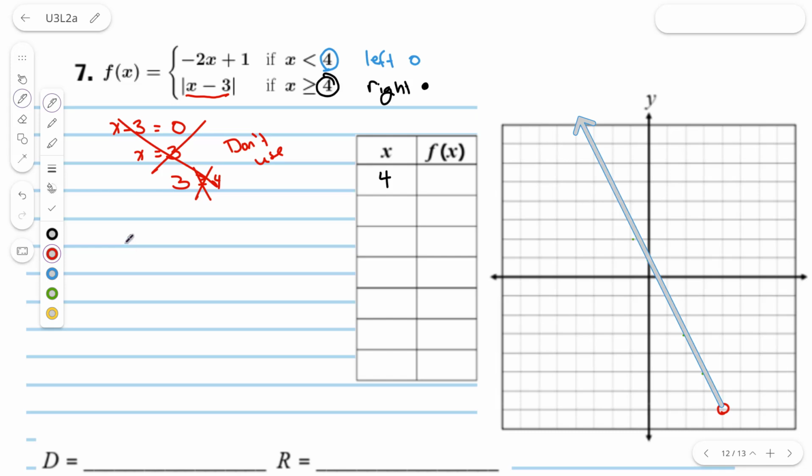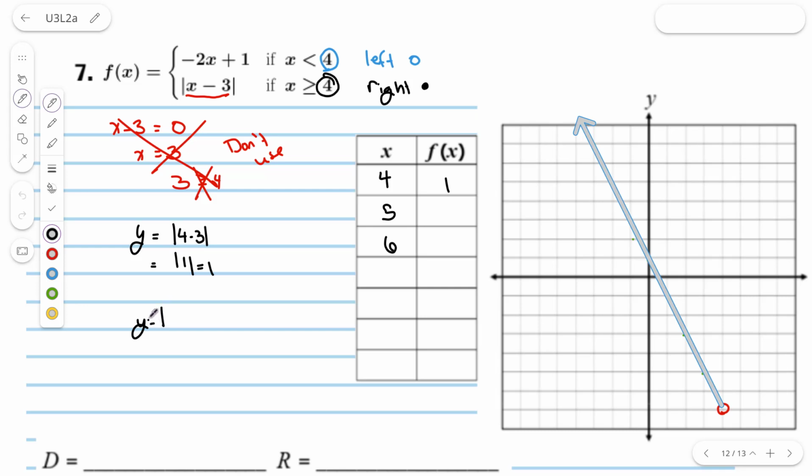So now I need to take, and since I don't have my vertex plotted, I just need a couple of points to plot that line. So I'm just going to do 3. So at 4 minus 3, the absolute value of that is the absolute value of 1, which is 1.